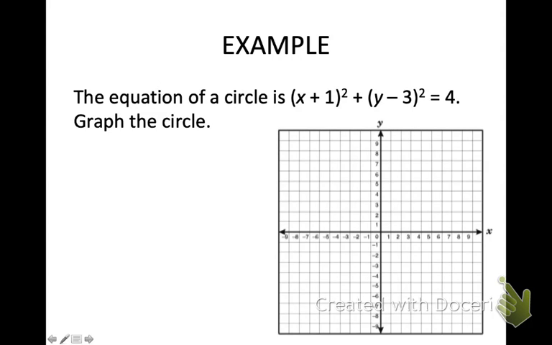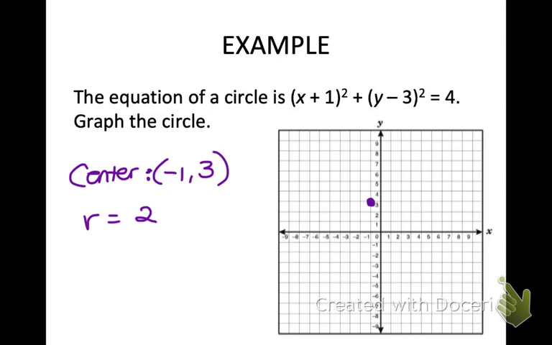So now can we graph an actual circle? Given an equation of (x + 1)² + (y − 3)², what is the center going to be? −1, 3. So can we plot that point? So on the graph, over to the left 1, up 3, put a dot. What's the radius? 2. So then this is what we're going to do.